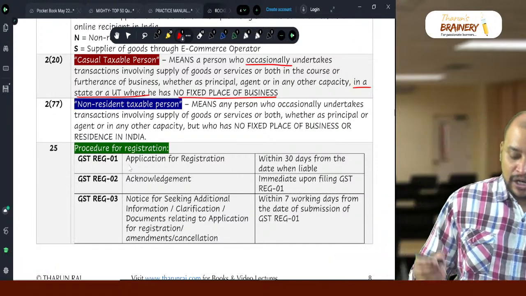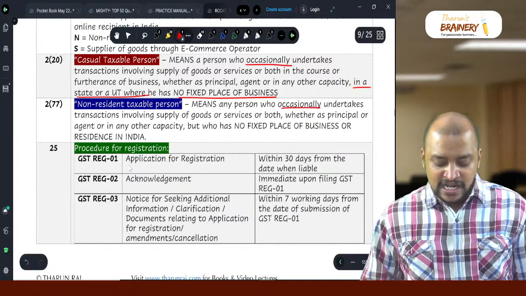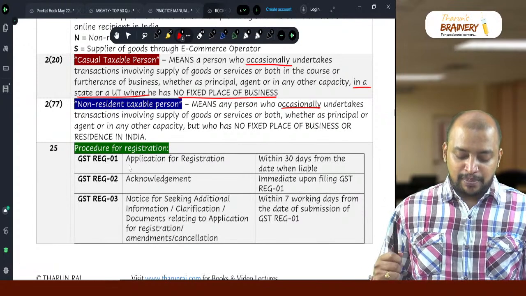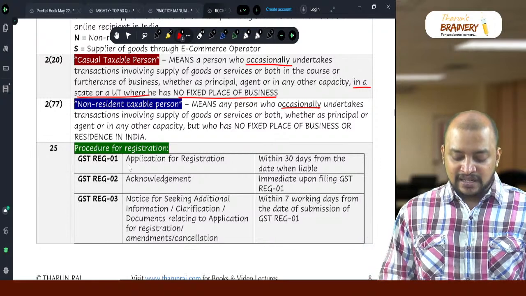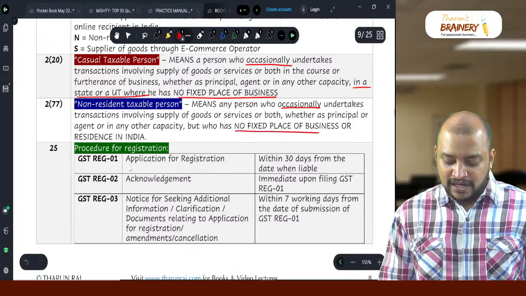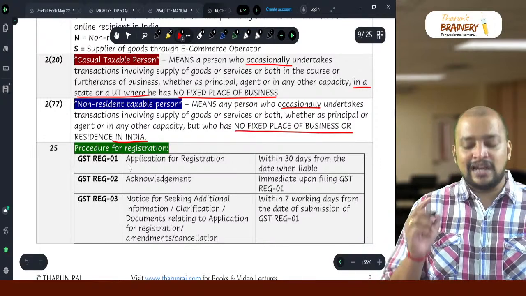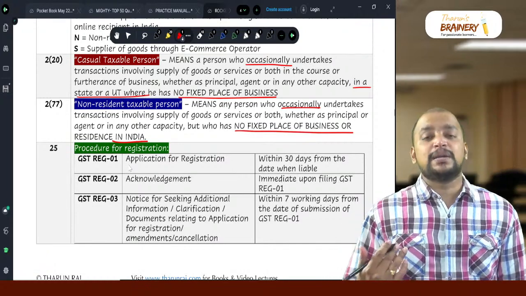Whereas an NRTP also will be coming occasionally, who undertakes transactions involving supply of goods or services or both, whether as principal or agent or in any other capacity, having no fixed place of business or residence in India. So that is the difference between CTP and NRTP.